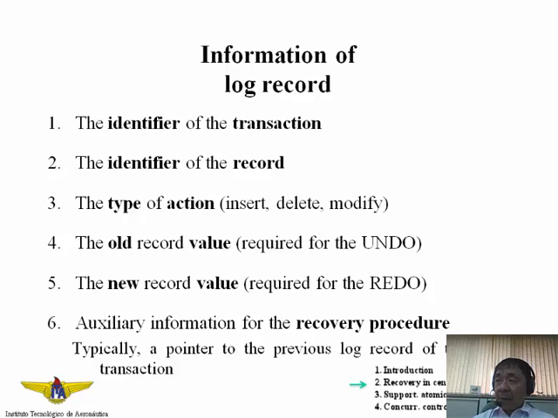In the log record, you usually record some basic information. One is the identifier of the transaction. In general, a transaction includes many log records. So in the log file, for each record, you have to provide the ID of the transaction. The other one is the identifier of the record, because you have to correlate these records to other records that are part of the transaction.